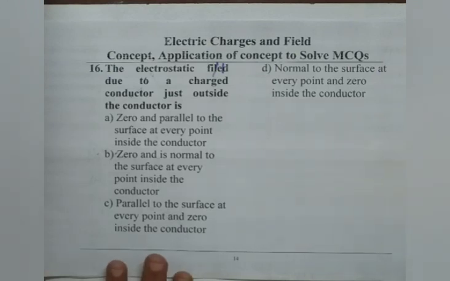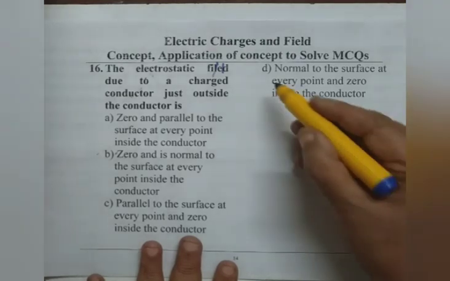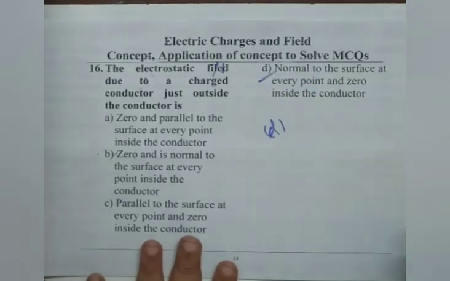Option A: 0 and parallel to the surface at every point inside the conductor. So it's wrong. Option B: 0 and normal to the surface at every point inside the conductor. Both A and B are wrong because inside the conductor the field is completely 0. Option C: parallel to the surface at every point and 0 inside the conductor. 0 inside the conductor is right, but parallel to the surface is wrong, so it is also wrong. The 4th: normal to the surface at every point and 0 inside. This is the correct one from our discussions on concepts.